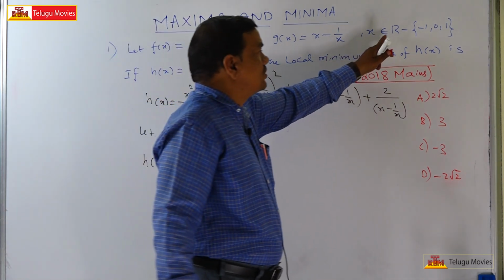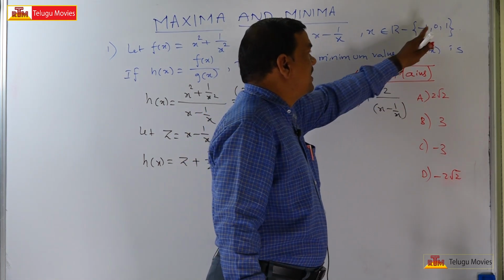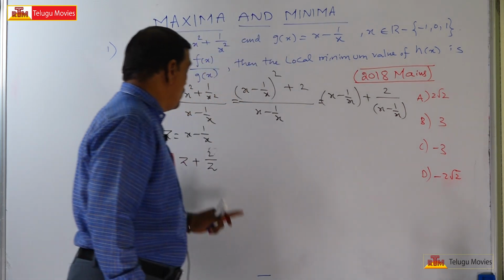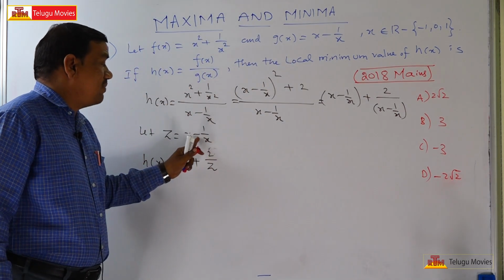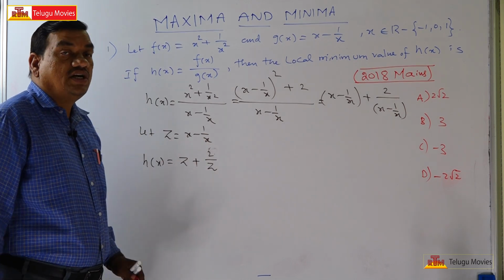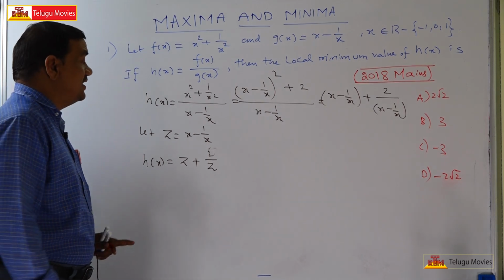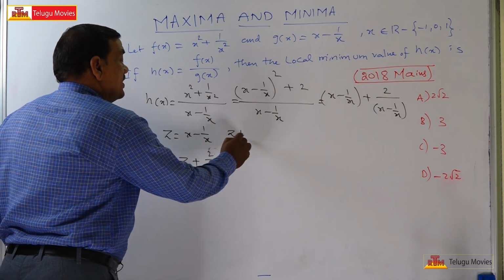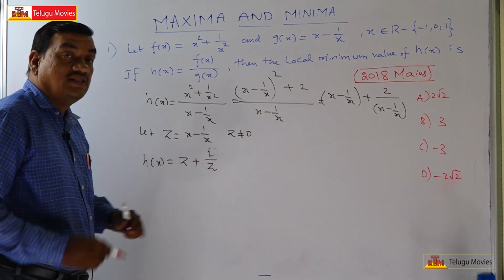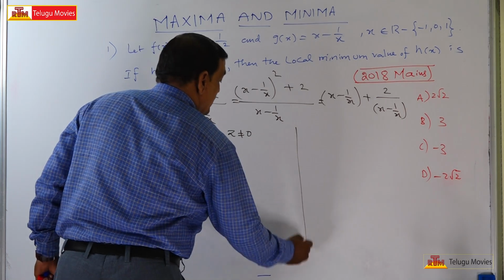See here, x belongs to the set of real numbers except minus 1, 0, 1. x is not taking 1. If x is equal to 1, then what happens? 1 minus 1 by 1, therefore 1 minus 1 is 0, so z is equal to 0. Therefore z cannot be equal to 0. So z may be greater than 0 or less than 0. So two cases arise.